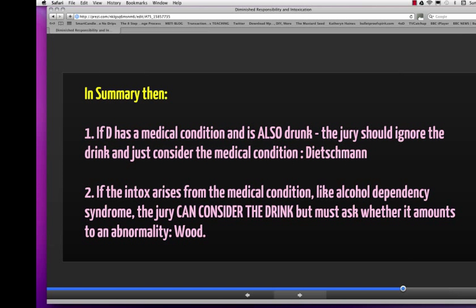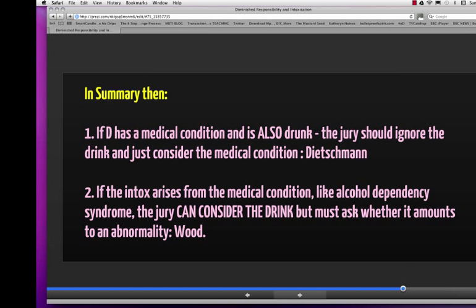And in summary then, we can say from the cases we've looked at so far, the leading cases being Dowds and Wood: one, if the defendant has a medical condition and is also drunk, the jury should ignore the drink and just consider the medical condition. Okay, so was that medical condition, that abnormality, a substantial impairment which explained the killing, Dowds? And it's for the jury to decide whether there is sufficient abnormality.